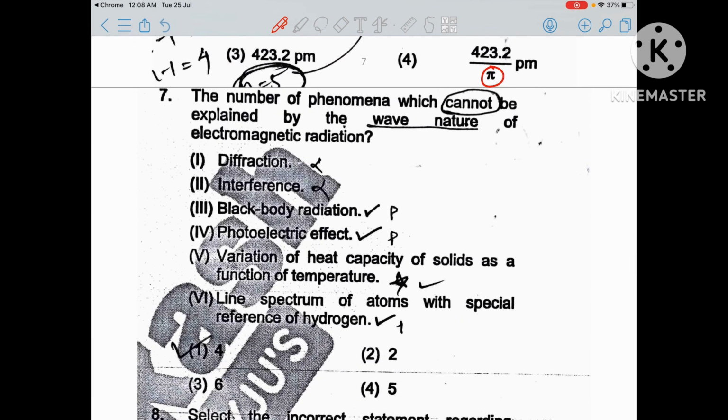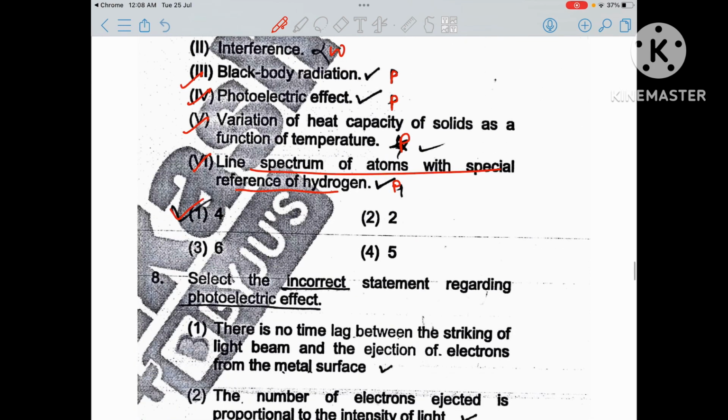Yes, this is a very interesting question you'll come across in class 12th as well. The number of phenomena which cannot be explained by wave nature of electromagnetic radiation. So diffraction you will study in class 12, it is explained by wave nature. Interference also wave nature. Black body radiation you are studying. Photoelectric effect is there, particle nature. Line spectrum, with reference to hydrogen, also particle nature. So these 4 options are not explained by wave nature, so the answer is 4.